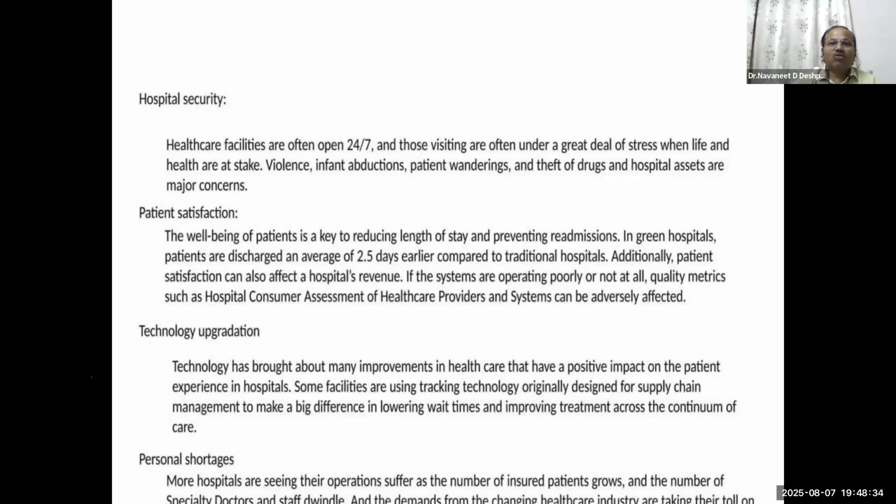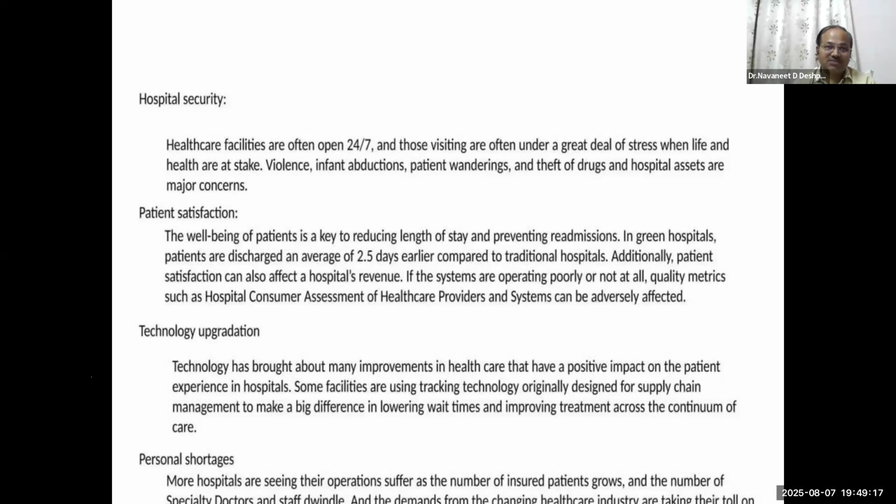Those visiting are often under a great deal of stress when life and health are at stake. Violence, infant abductions, patient wanderings. Okay, people wandering here and there for no good reason, that is also posing a challenge. And theft of drugs and hospital assets are major concerns. So these are the issues which the larger cities are often facing. They may reach alarming proportions if the hospital security doesn't take charge and take action against all these things. So these are the issues which the hospital security deals with, and it requires someone who knows the entire management of the hospital.